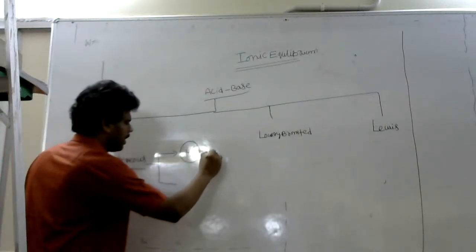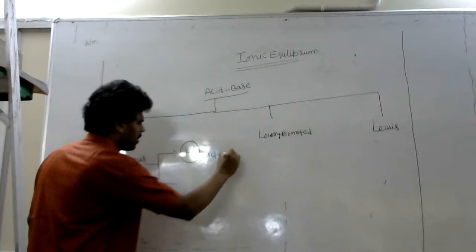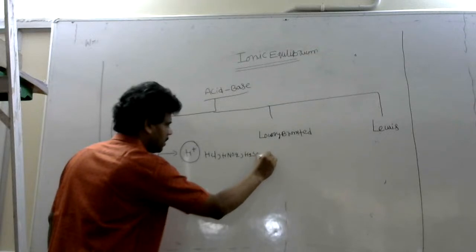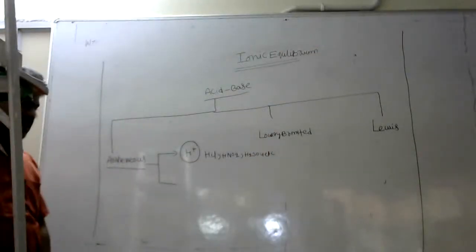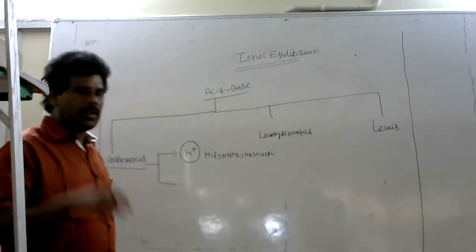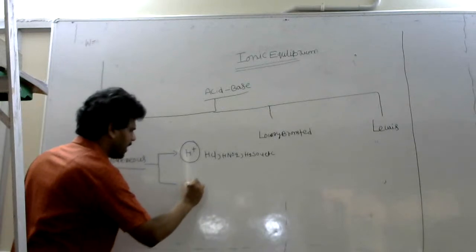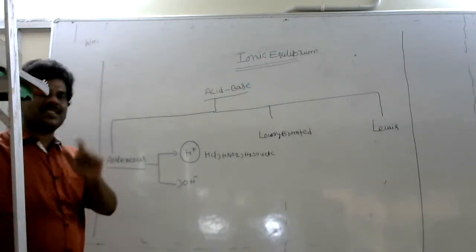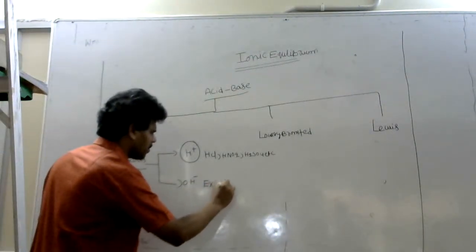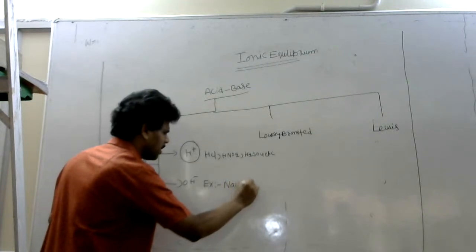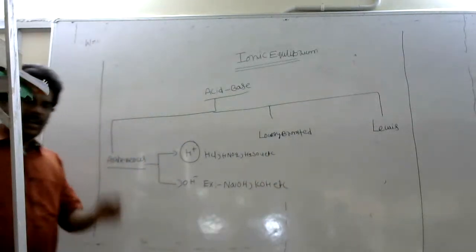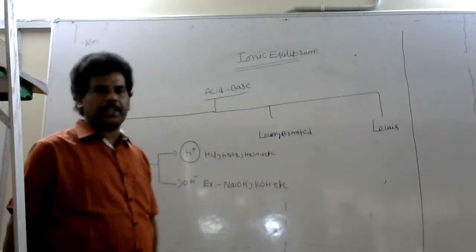Example: HCl, HNO3, H2SO4, etc. What is Arrhenius base? A substance dissolved in water to produce OH minus ion. The substance is called Arrhenius base. For example, NaOH, KOH, etc.